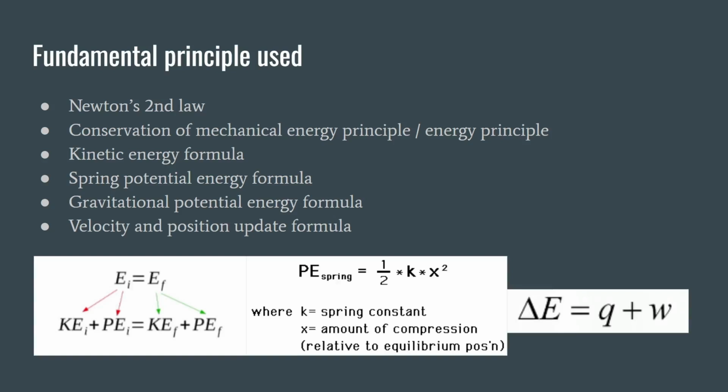Here are some fundamental principles used in this lab, including Newton's second law and conservation of mechanical energy, or the energy principle. The energy principle here derives the conservation of mechanical energy: when there's no external work done on the system, the initial total energy is equal to the final total energy. And then we have the kinetic energy formula, the spring potential formula, the gravitational potential energy formula, and also the velocity and position update formula derived from Newton's second law.